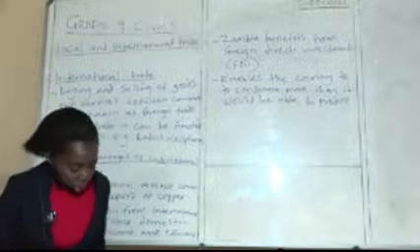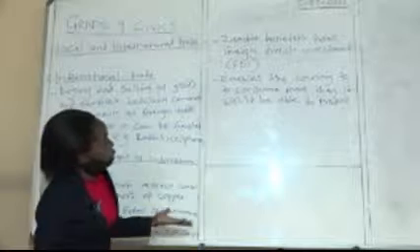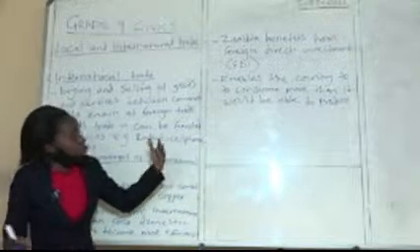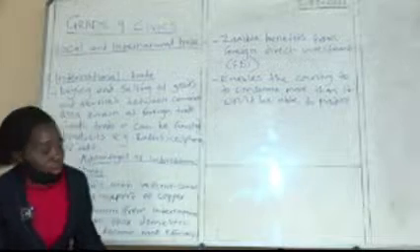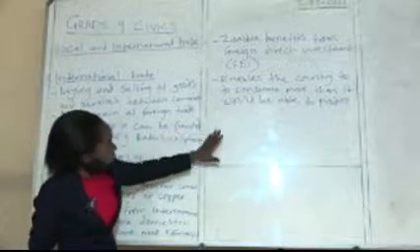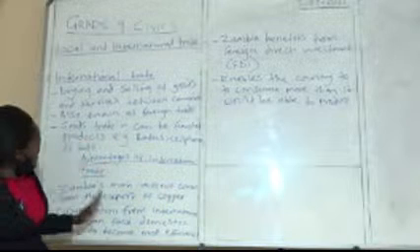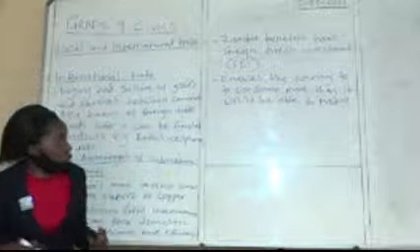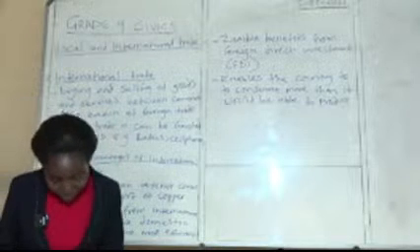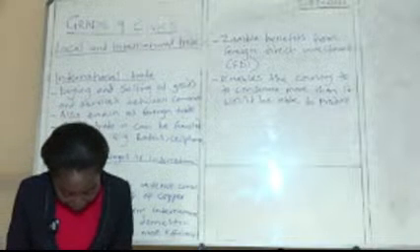Okay, so because of this international trade, we are saying a country is able to consume more than it would be able to produce locally. Because for local trade, a country depends on its own resources. But with international trade, a country is able to consume more than it would be able to produce if it depended on its resources.